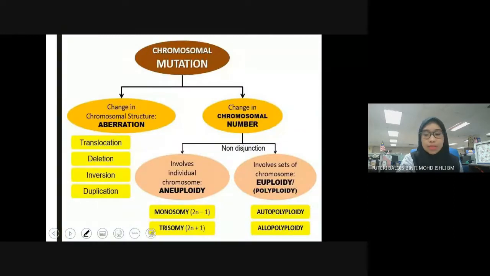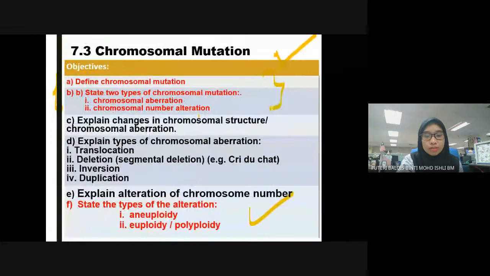Okay, define chromosomal mutation, state two types of chromosomal mutation: chromosomal aberration, chromosomal number alteration. Aberration ni maksudnya structure. Kita ubah dia punya structure. Number alteration adalah kita ubah dia punya number. Contohnya Down syndrome. Kita human ada 46 kromosom, tapi Down syndrome ada extra, ada 47. Okay, number tu berubah.